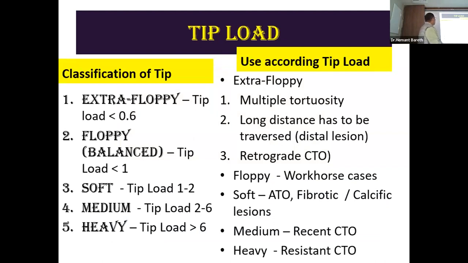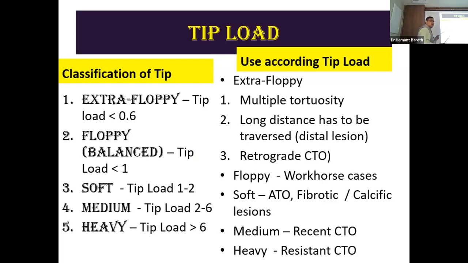The classification of tip load is, there is something called extra floppy, where tip load is less than 0.6, which means less than 0.6 gram can bend the tip at 10 millimeter. So extra floppy is tip load less than 0.6, floppy on the balance tip load less than 1. So between, let us say 0.7, 0.8, 0.9, you can call it a balanced tip.